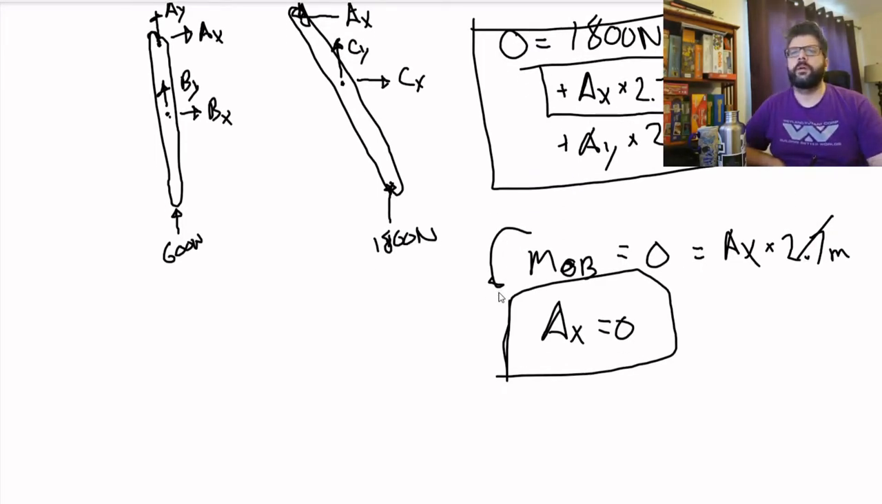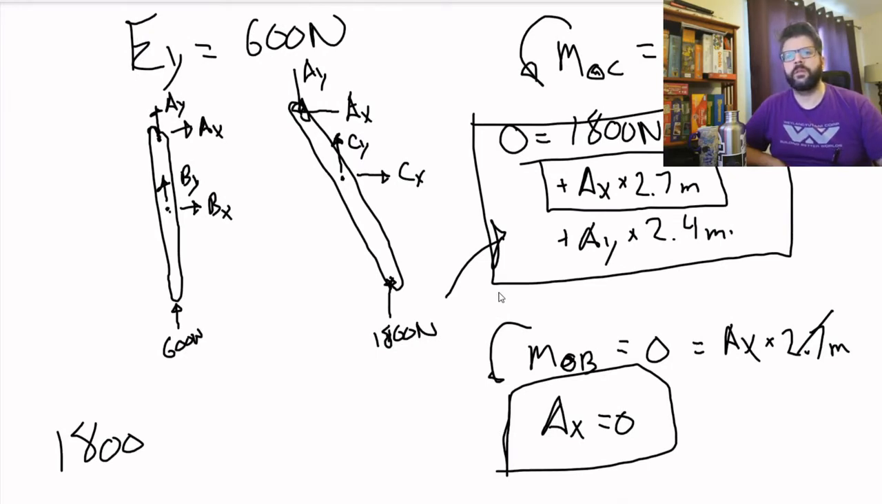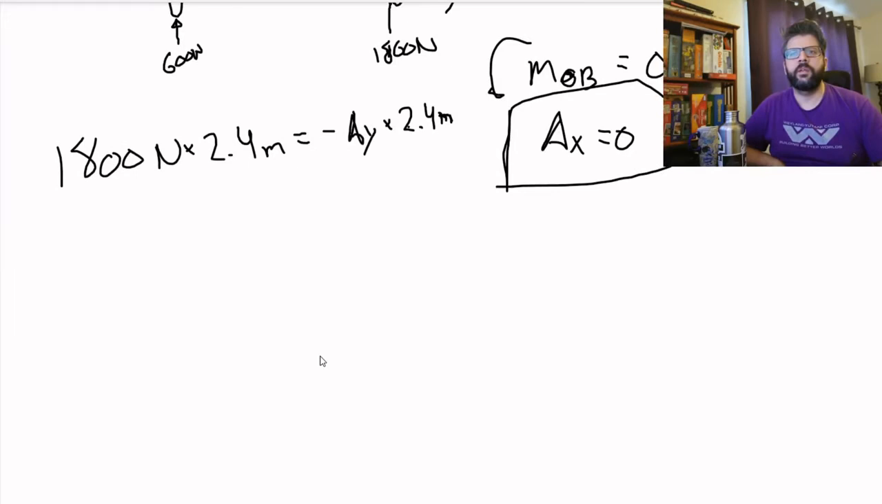So let's see here. Now we can solve for AY using this equation here. So AY gives us, okay, so 1800 newtons times 2.4 meters is equal to minus AY times 2.4 meters. So that one is fairly simple to solve for. AY is equal to negative 1800 newtons.